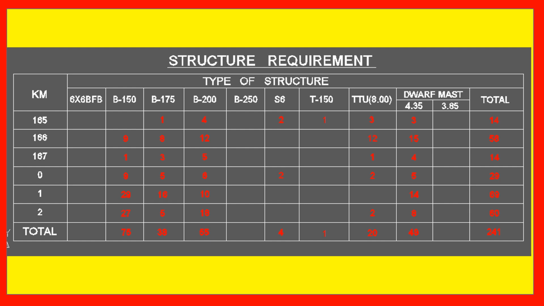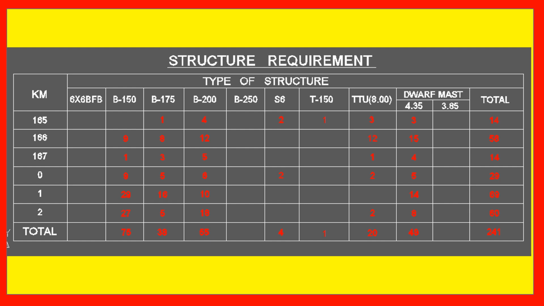mast. B150 for simple single cantilever; mainly for single cantilever we are using B150. Okay, for single phase 25 kV normal OHE, not for high rise OHE. For normal OHE where the contact height is 5.60, single phase 25 kV, for single cantilever we can use 150.